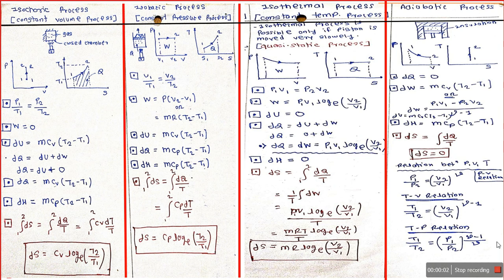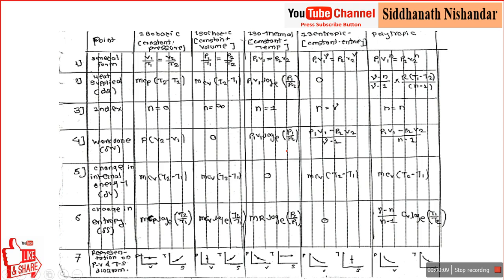Okay, this is a chart comparing all the processes. Also, we compare them through these 7 points.